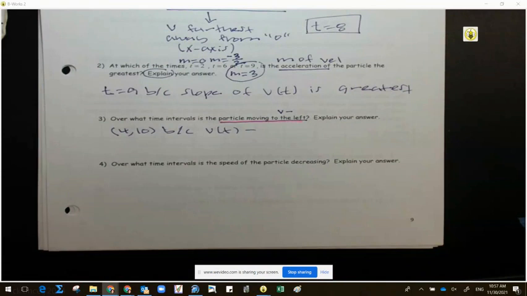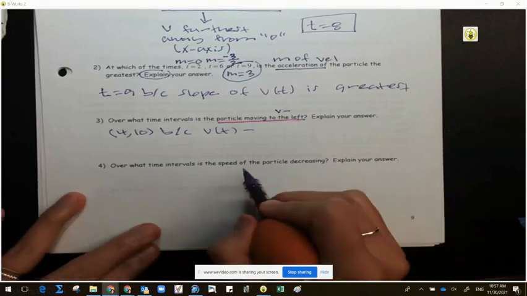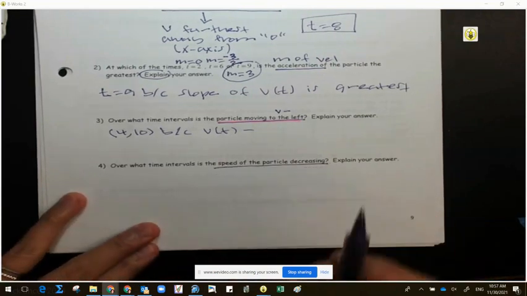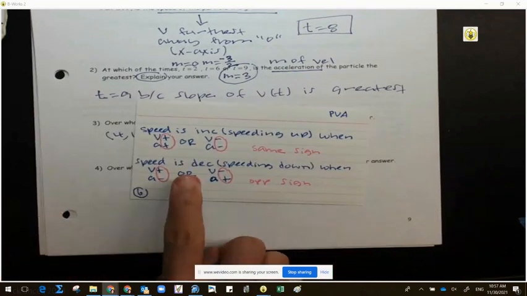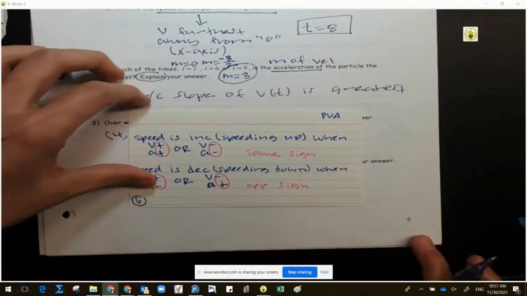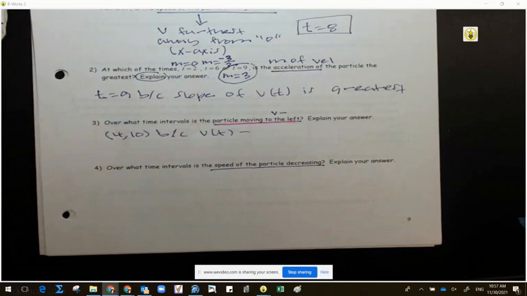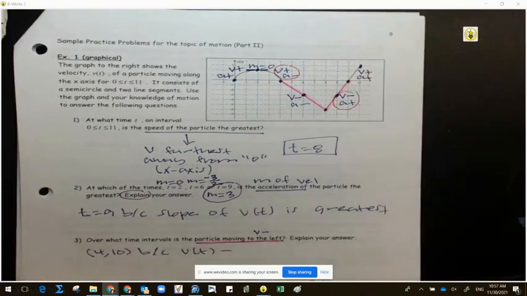All right, same for our last one. Let's read. What time interval is the speed of the particle decreasing? Explain your answer. So we need to know when the speed of the particle is decreasing. Let's go back to our very last card that we made. The speed is decreasing when the velocity and the acceleration have what kind of sign? Different sign. So let's go to our graph where we notated positive and negative. It is opposite here, and it is opposite right here.